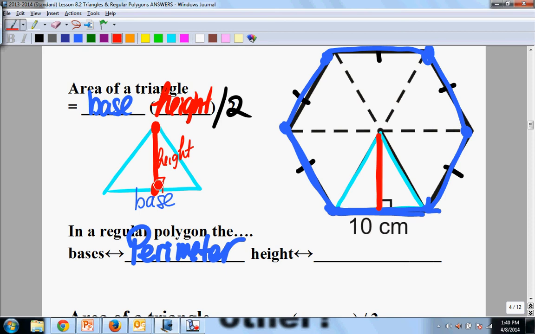Now, height here, over here, we don't call that height. It's called the base. No, what's it called? That's not the radius. That's the apothem. This would be the radius. Apothem. So the word height is going to be replaced with apothem.